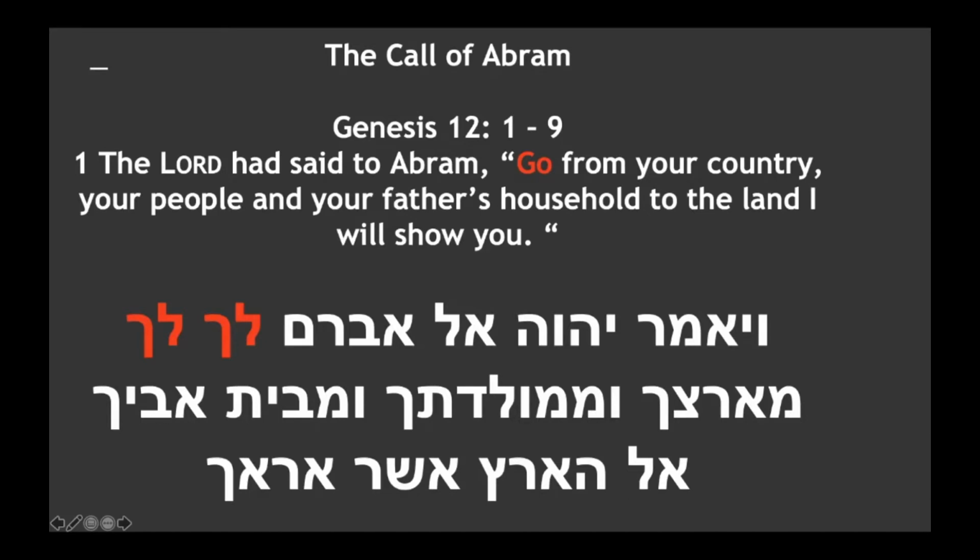And it says u'mimoladetcha. Memoladetcha means your birthplace. Now, this is not translated in English. I don't know why. I can't find it here. So it means leave from the place you were born.